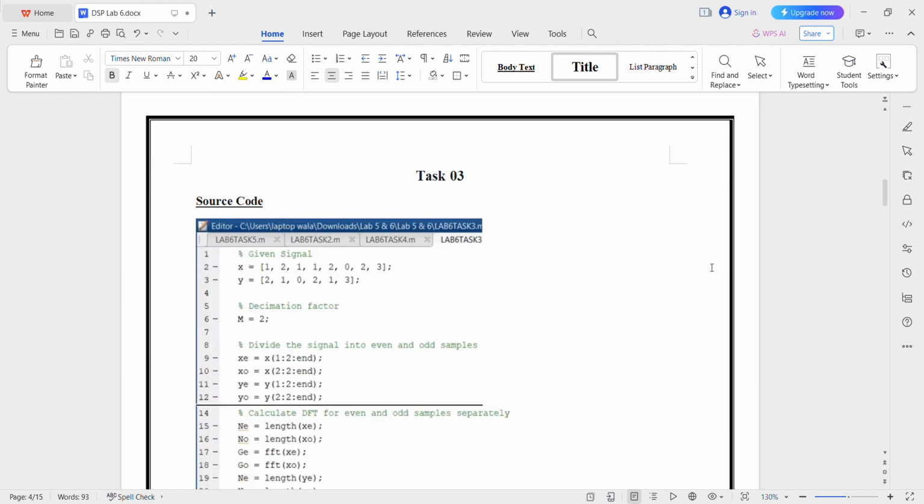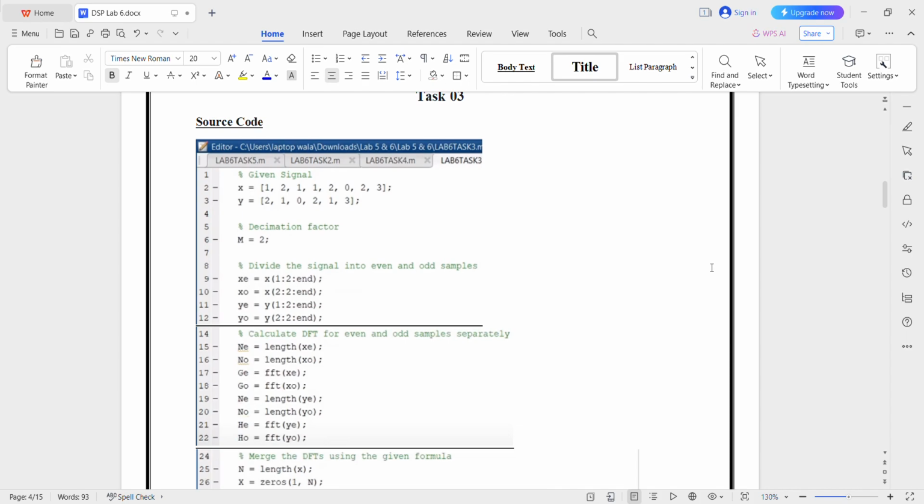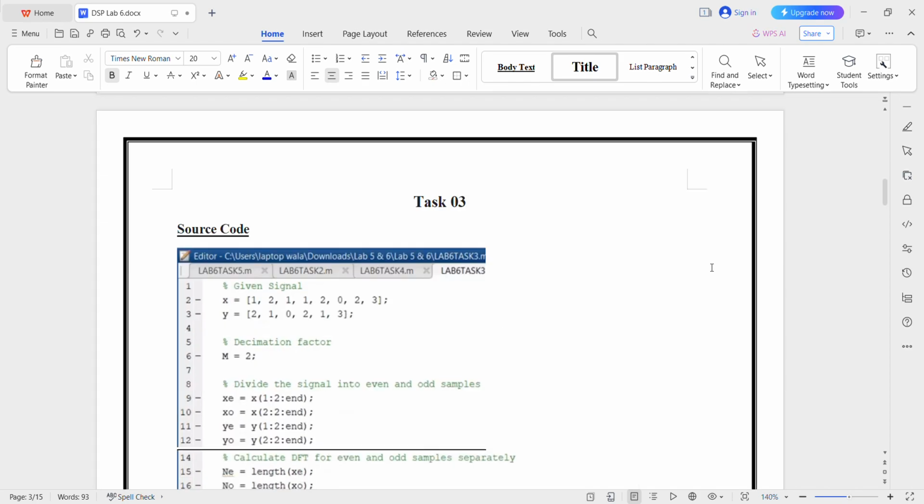Moving towards task number 3. The MATLAB code performs signal decimation for two input signals x and y. X equals 1, 2, 1, 1, 2, 0, 2, 3. Y equals 2, 1, 0, 2, 1, 3. It calculates the discrete Fourier transform DFT for even and odd samples of both signals separately, merges them using given formulas, and compares the resulting DFTs with MATLAB's built-in FFT function.